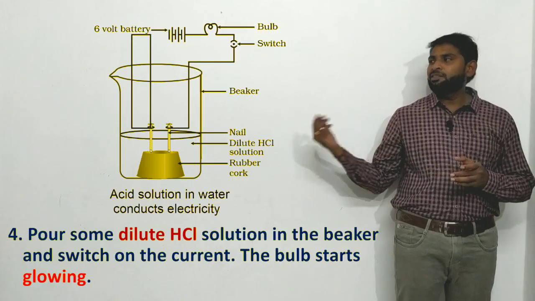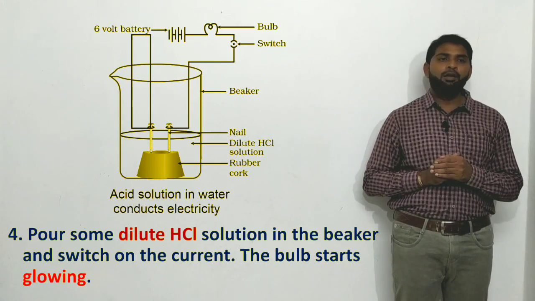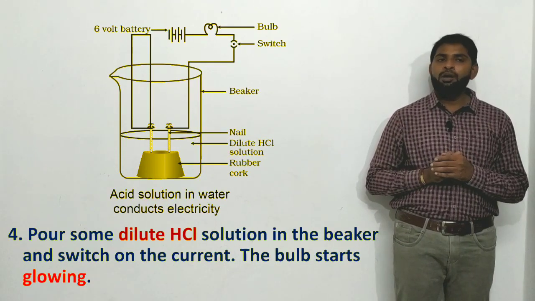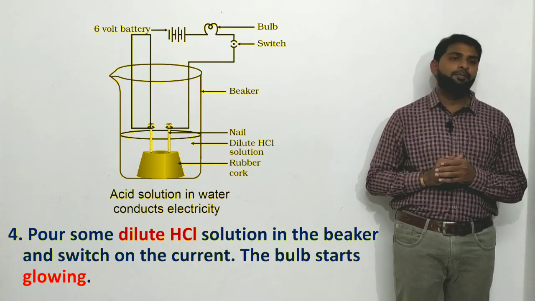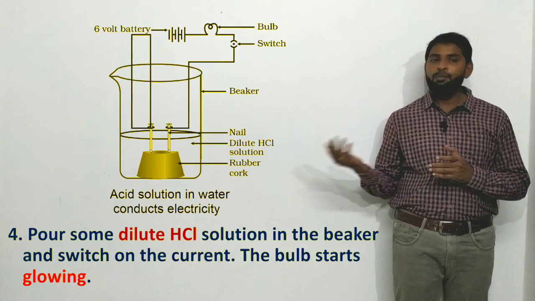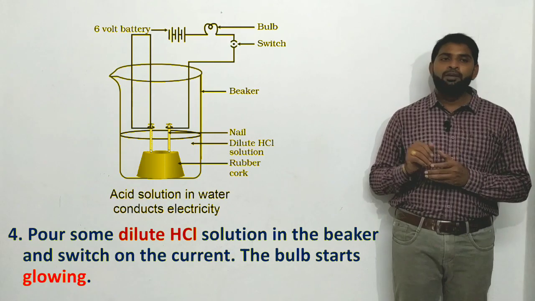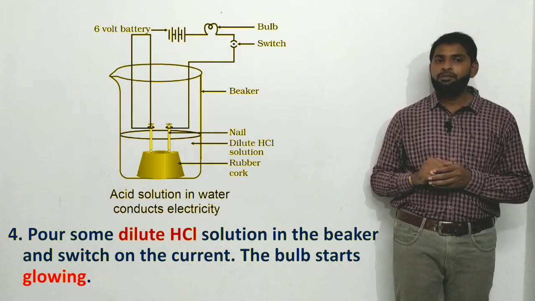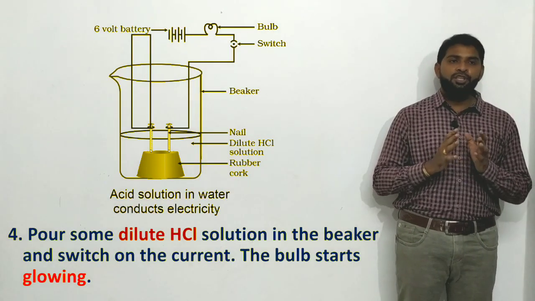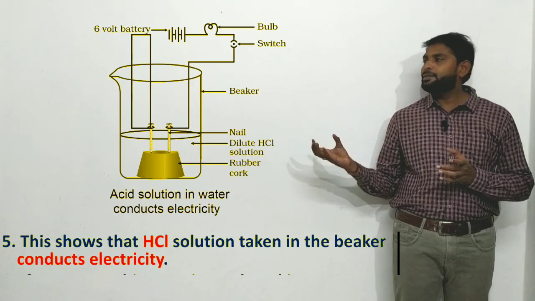What we have to do? We have to make the setup first. So we prepare the HCl, H2SO4, glucose and alcohol solutions. Fix 2 iron nails on a rubber cork and place it in the beaker. Connect the nails to the terminals of a 6-volt battery through a switch and the bulb. Now pour some dilute HCl solution in the beaker and switch on the current. Then the bulb starts glowing. This shows that the HCl solution taken in the beaker conducts electricity.